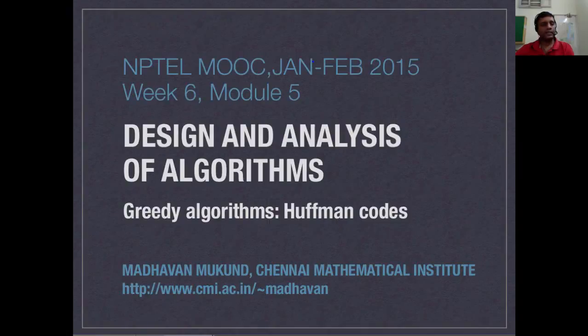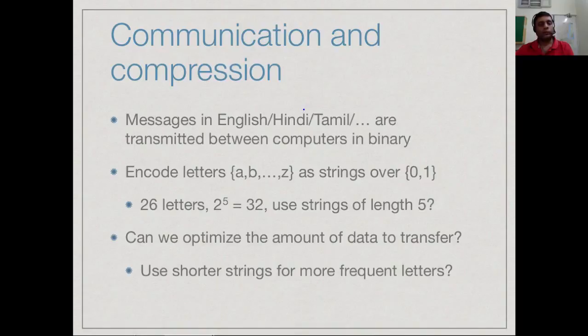So for the last example of a greedy algorithm in this course, we will look at a problem from communication theory. We will look at the problem of Huffman codes. When we communicate, we have to transmit information from one place to another. We might be working in some language like English, Hindi or whatever, but if we are using computers to transmit our data, we know that they must send this information in binary strings.